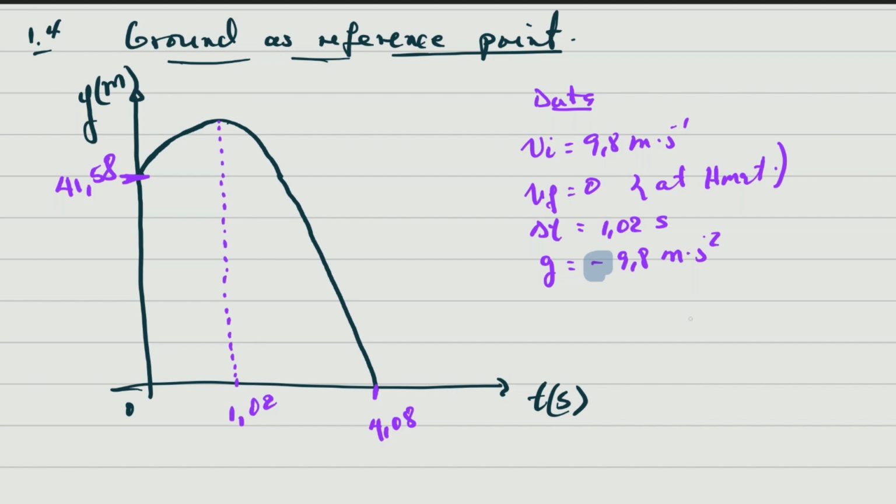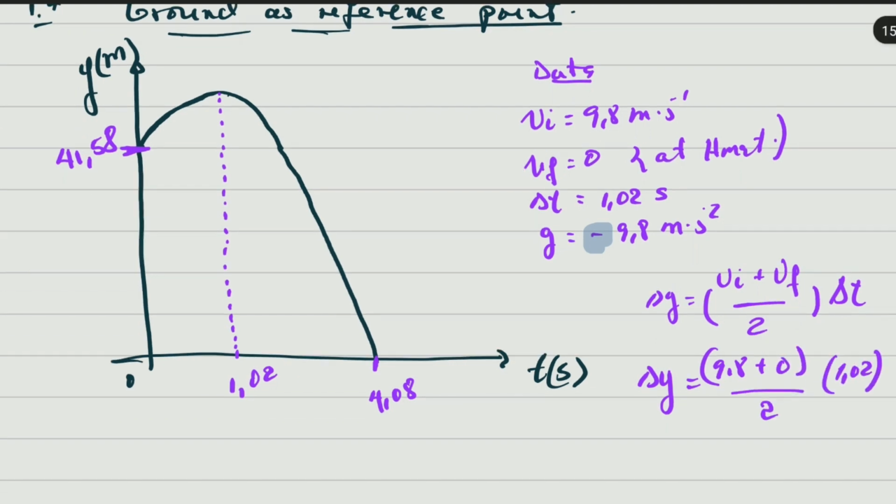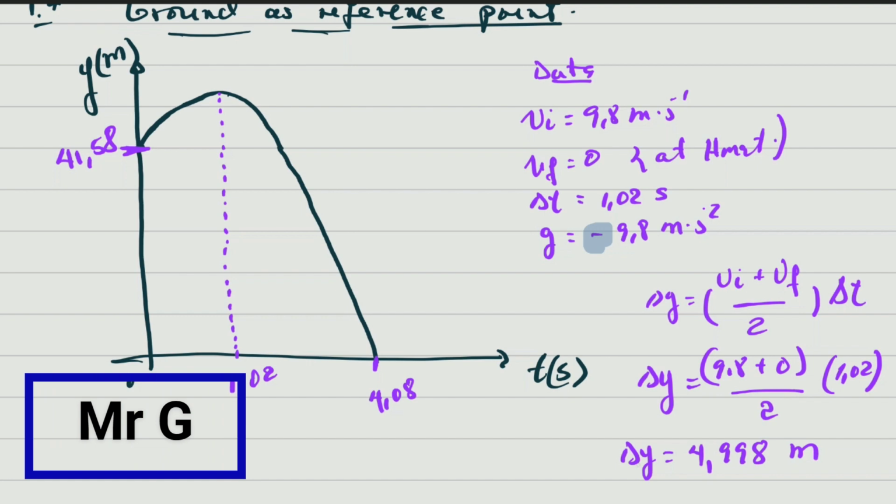maximum height, the displacement, we can use in fact the same formula we used just now before, which is displacement is equal to initial velocity plus final velocity divided by 2 multiplied by the time. And if we substitute, the answer is 4,998 meters. Now note the following.